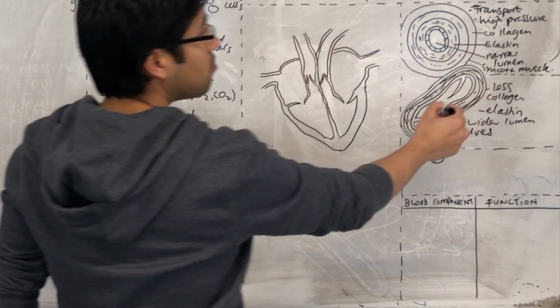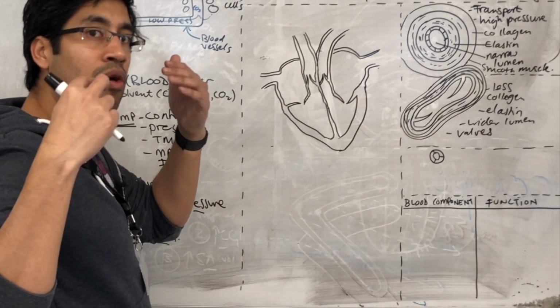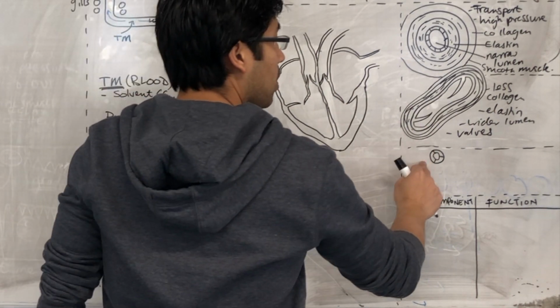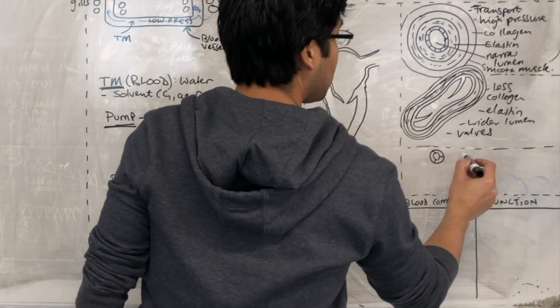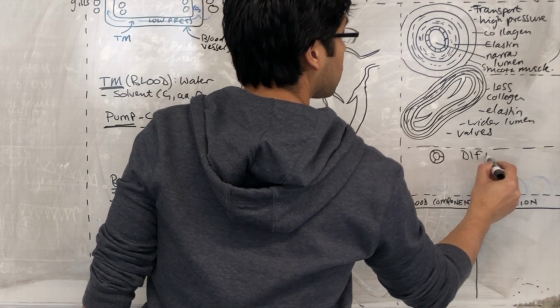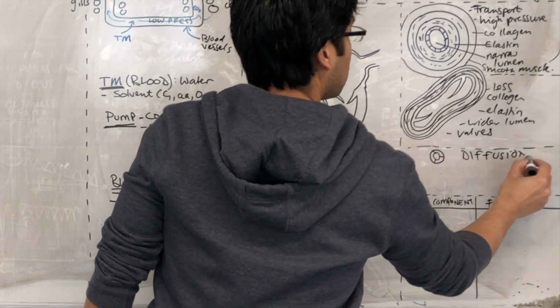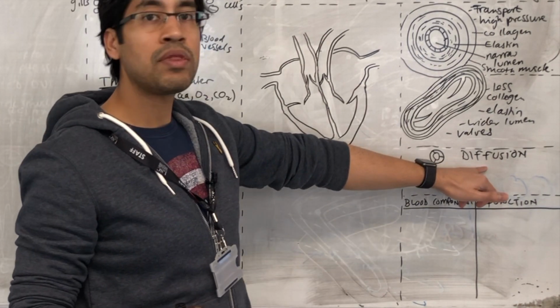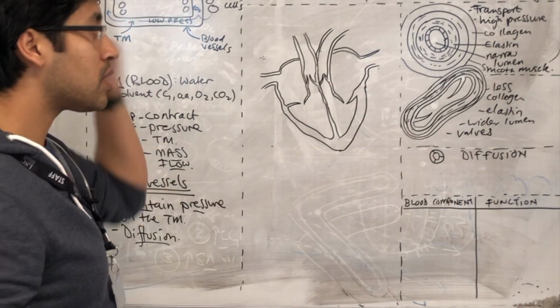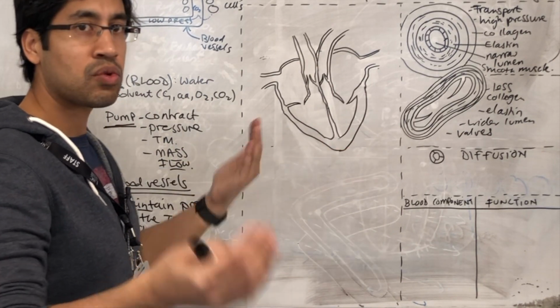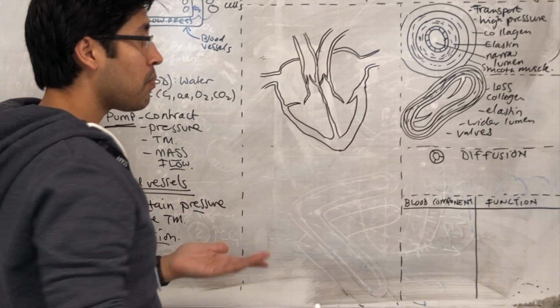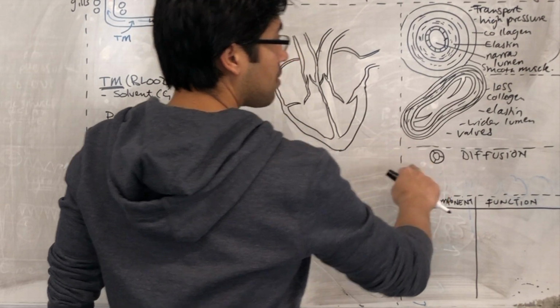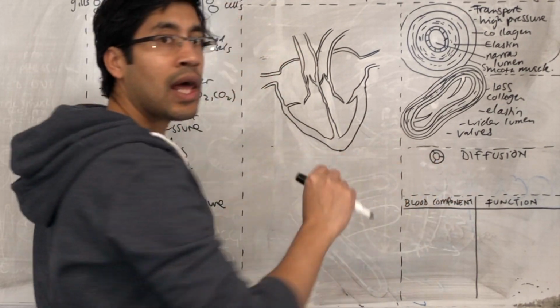So arteries and veins have the function of transport, but capillaries have the main function of diffusion. So the adaptations of capillaries are all to do with diffusion, not to do with high pressure. They don't have valves to ensure the directionality of the flow. That's not the adaptations of the capillaries. The capillaries need to allow diffusion.